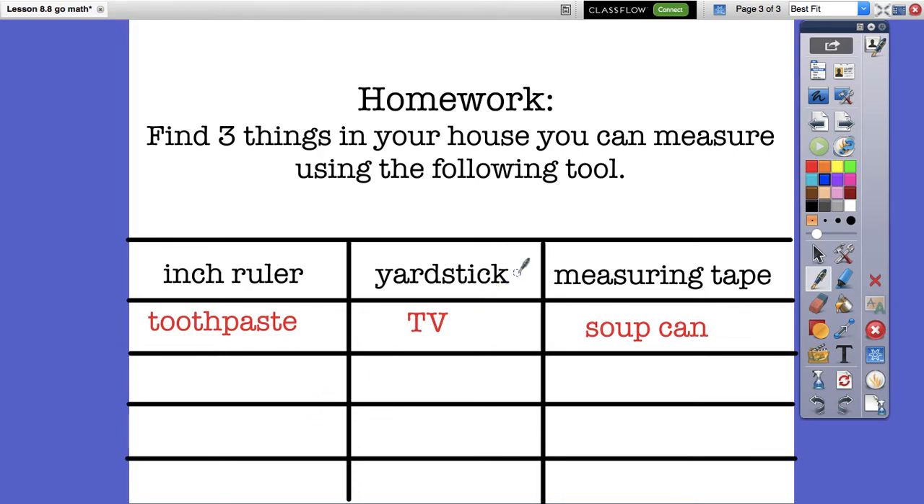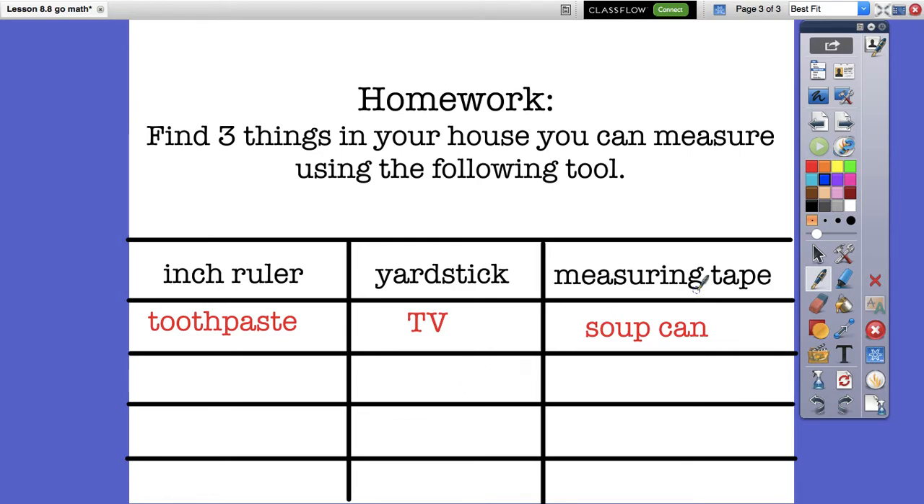The next one is a yardstick. I'd like you to find things in your house that are larger or longer, and I would like you to write them down. So the example is a TV. Another example that we've been talking about is a table. And maybe you want to write table, or maybe you can come up with 3 more on your own.